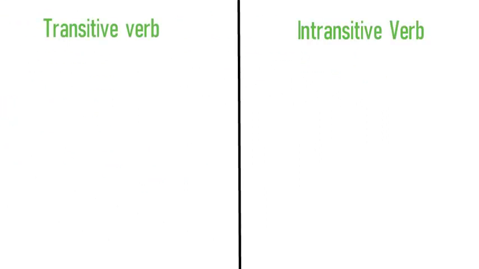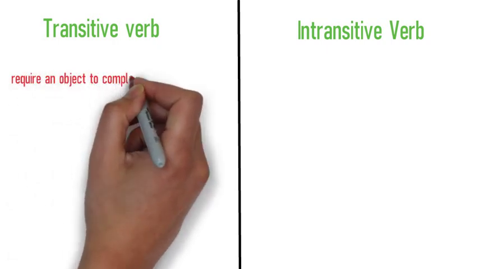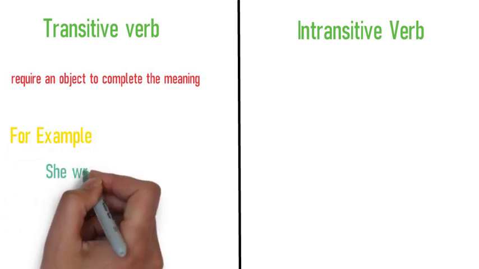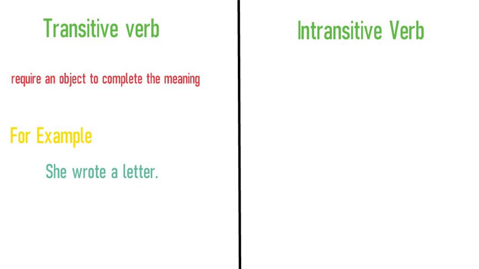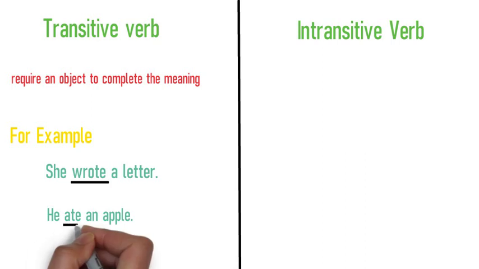Transitive verbs and intransitive verbs. Transitive verbs are those that require an object to complete the meaning of the sentence. For example, she wrote a letter. The verb wrote is transitive because it requires the object a letter. He ate an apple. The verb ate is transitive because it requires the object an apple.